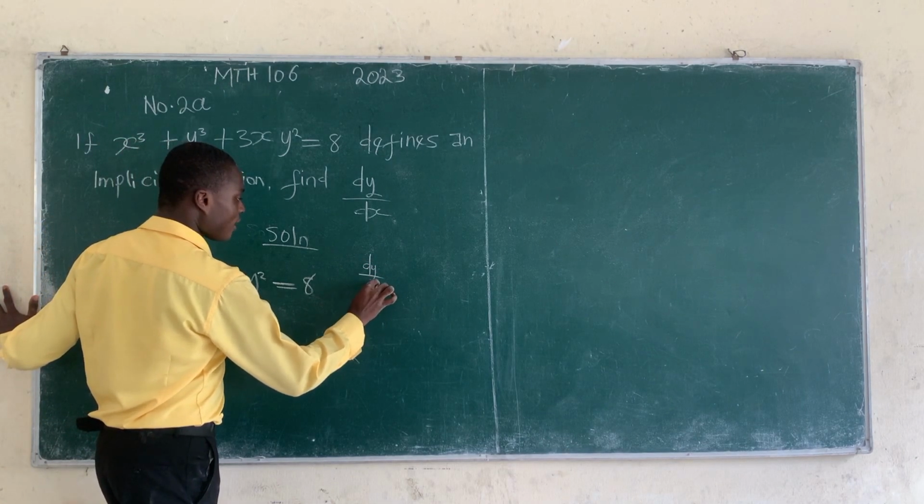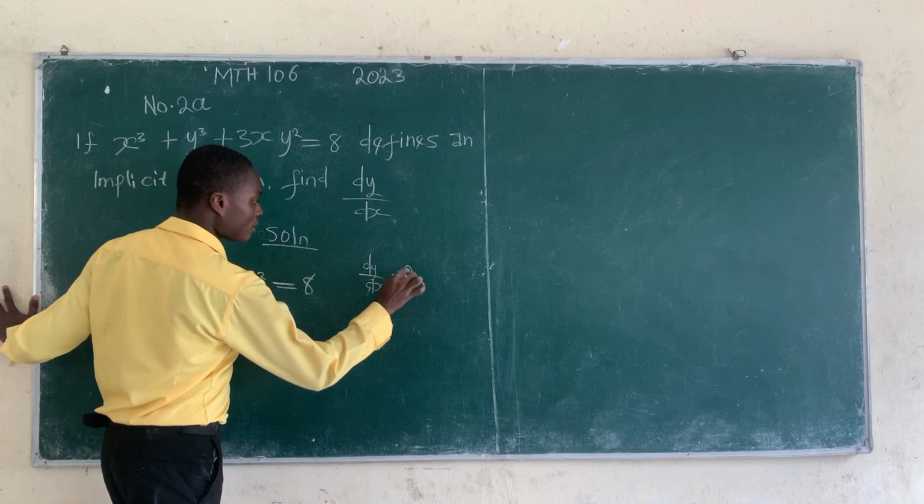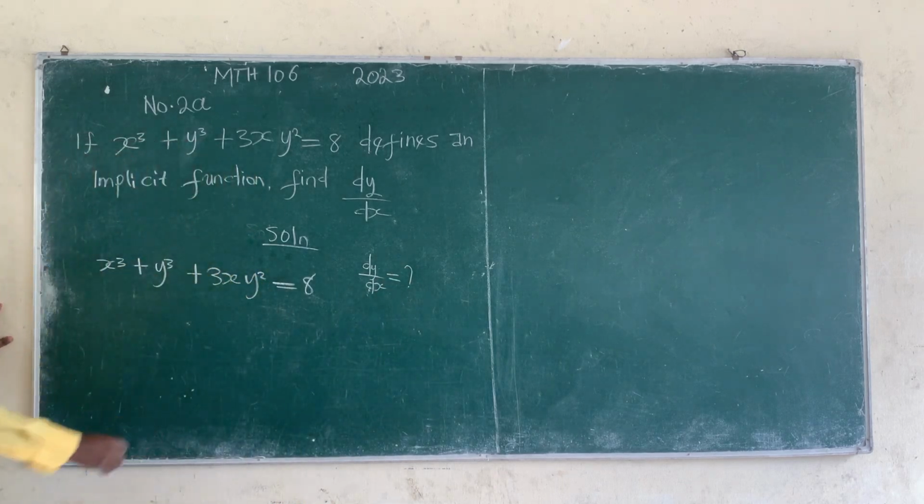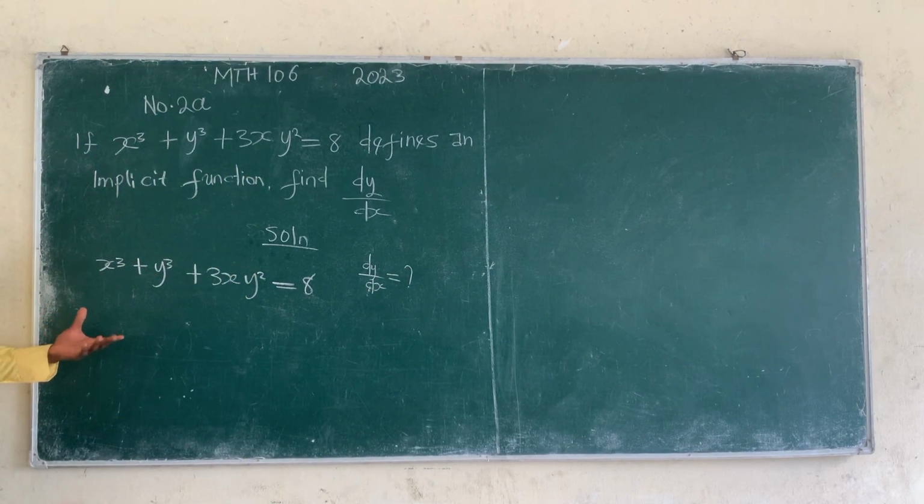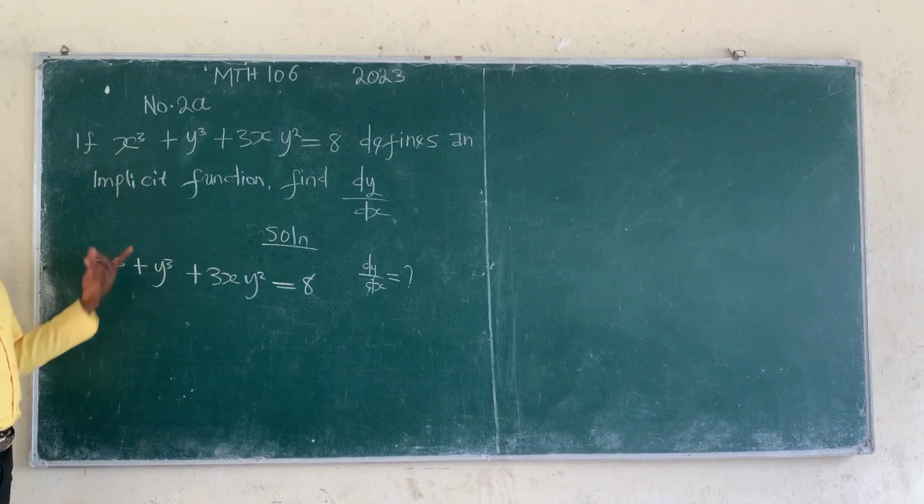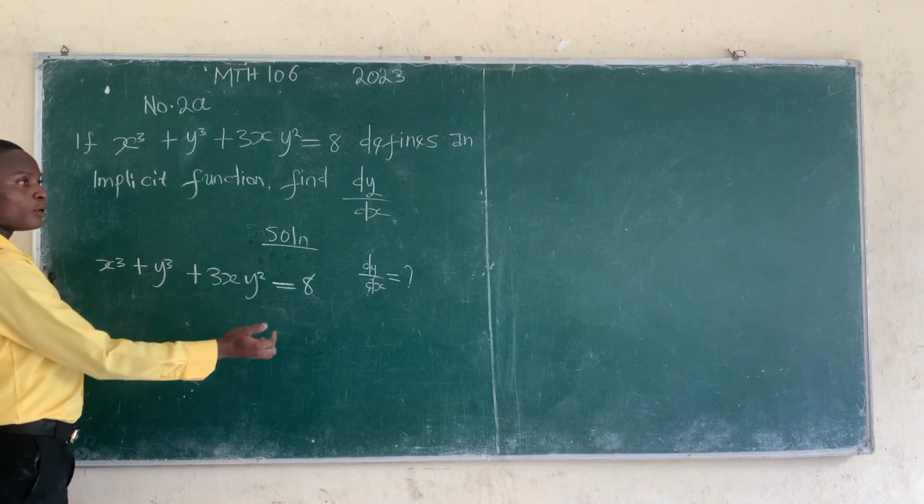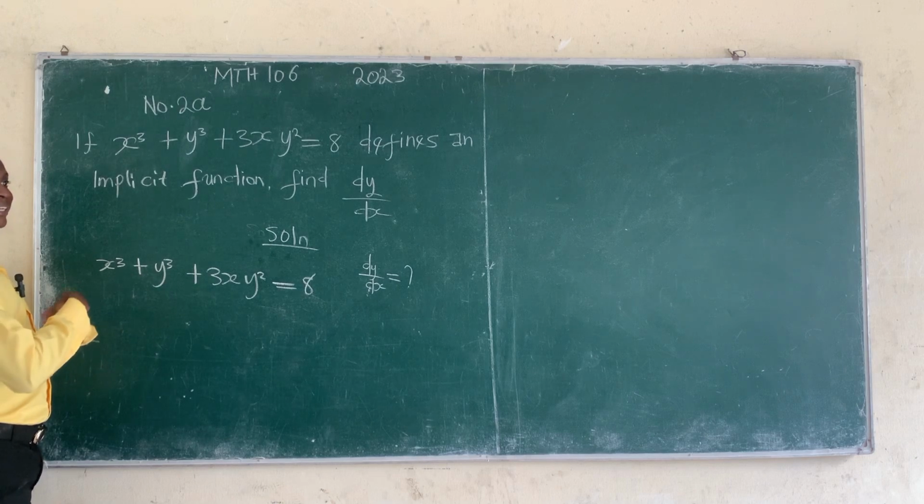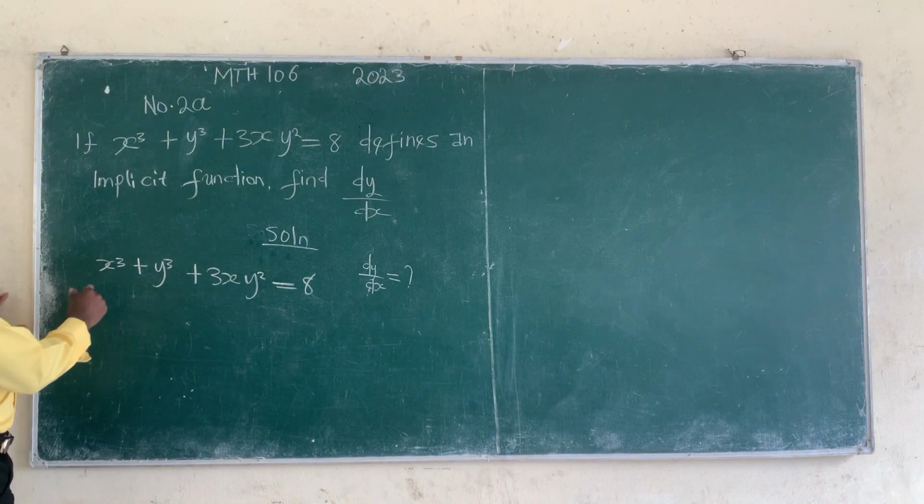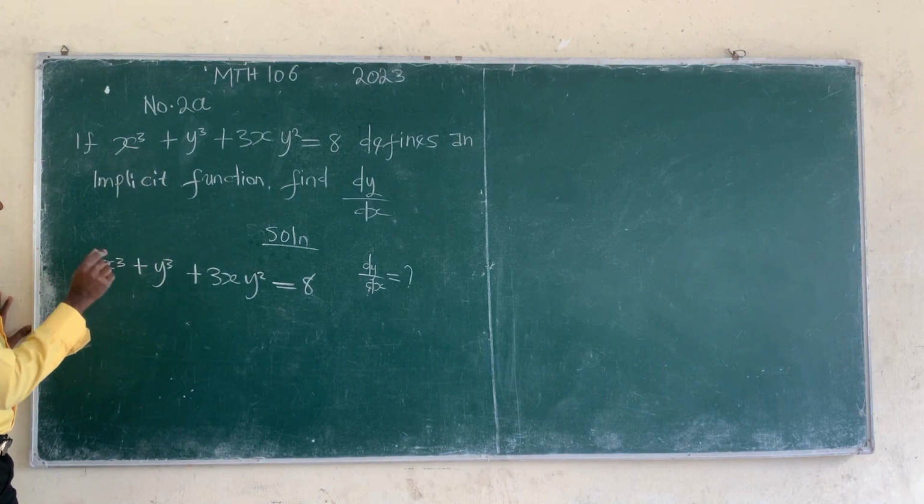We are asked to find dy dx. Now, take note, given an implicit function, you have to differentiate each of them term by term. You differentiate the left-hand side and the right-hand side. So we are differentiating the left-hand side and right-hand side term by term.